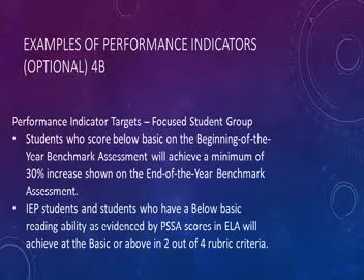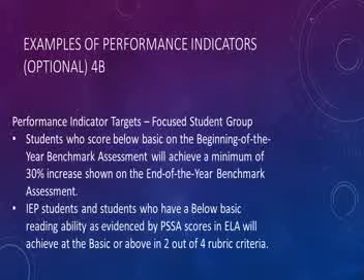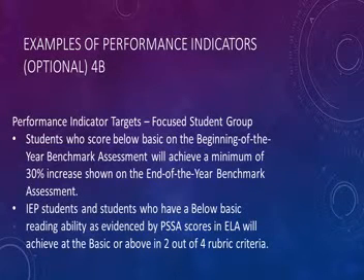Here's an example of an optional 4B for the focus student group. Students who score below basic on the beginning of the year benchmark assessment will achieve a minimum of a 30% increase shown on the end of year benchmark assessment. That takes that focus group. IEP students and students who have a below basic reading ability as evidenced by PSSA scores in ELA will achieve at the basic or above in 2 out of the 4 rubric criteria.